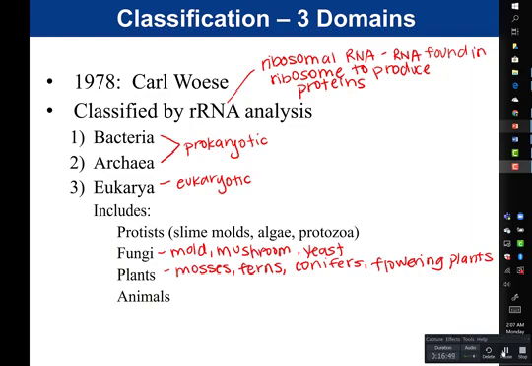Ferns then evolved to have a vascular system, but they still don't use seeds for reproduction. They use spores. Conifers are our cone-bearing plants. Think of a pine tree, for example, that would have cones on it. Those plants can grow tall because they have a vascular system, and they now reproduce with seeds.